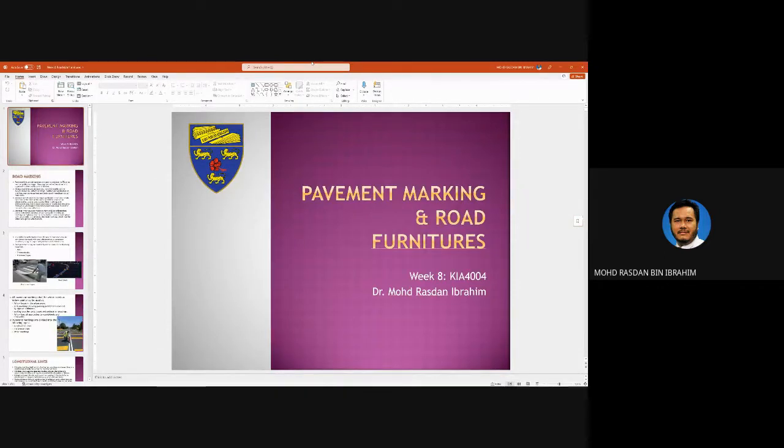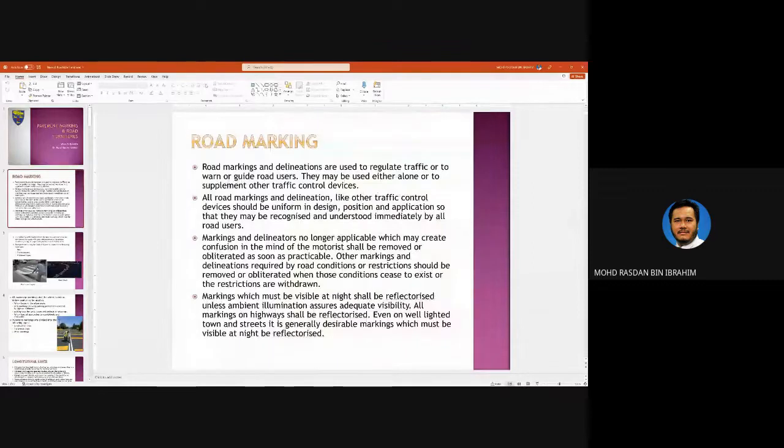Okay, so for today's class, we are going to cover pavement marking and road furniture. Road markings and delineations, the lines and arrows and everything that were painted on the road, are used to regulate traffic and warn or guide users. They may be used either alone or to supplement other traffic control devices. Usually it is in combination with signboards and other devices.